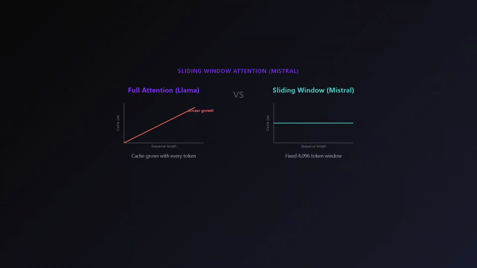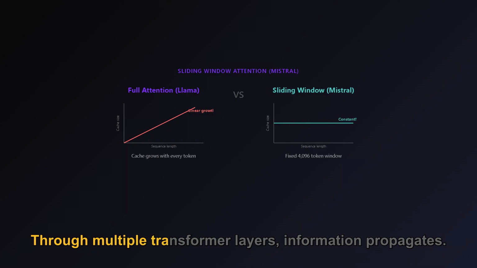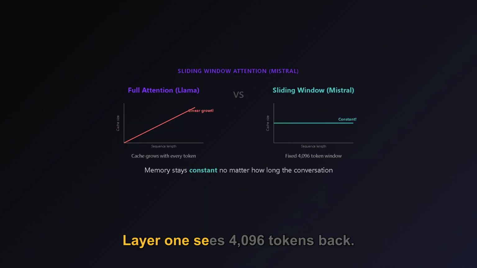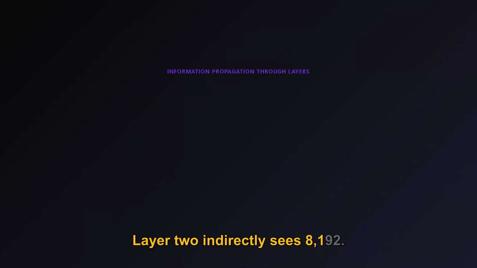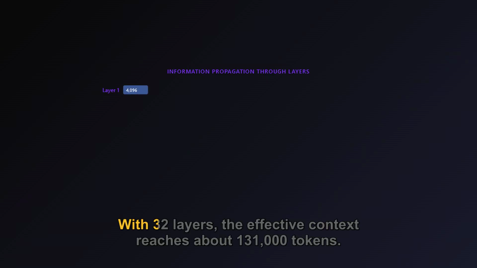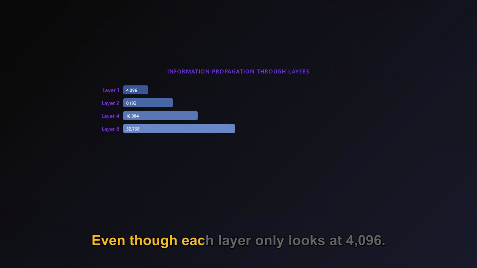Not entirely. Through multiple transformer layers, information propagates. Layer 1 sees 4,096 tokens back. Layer 2 indirectly sees 8,192. With 32 layers, the effective context reaches about 131,000 tokens, even though each layer only looks at 4,096.